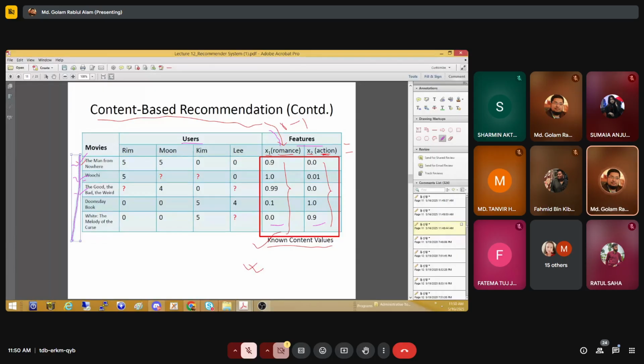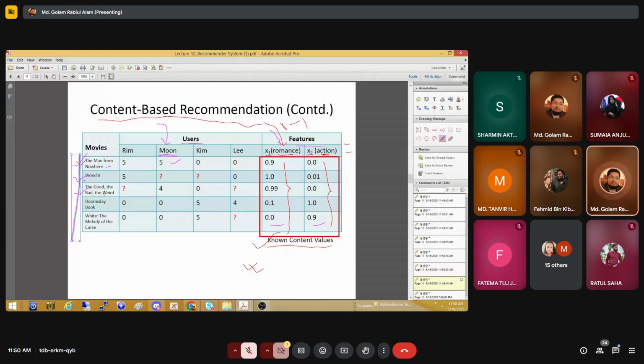So we know the content feature values of each and every movie. Now what we want to do is find out, for Moon, whether we recommend some contents or not. Moon already has a rating on The Man from Nowhere.